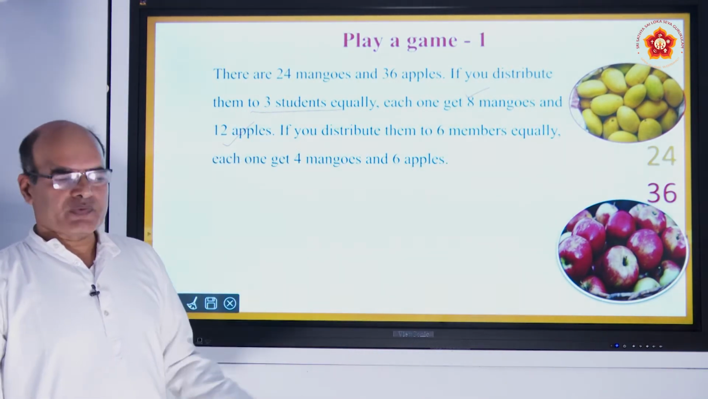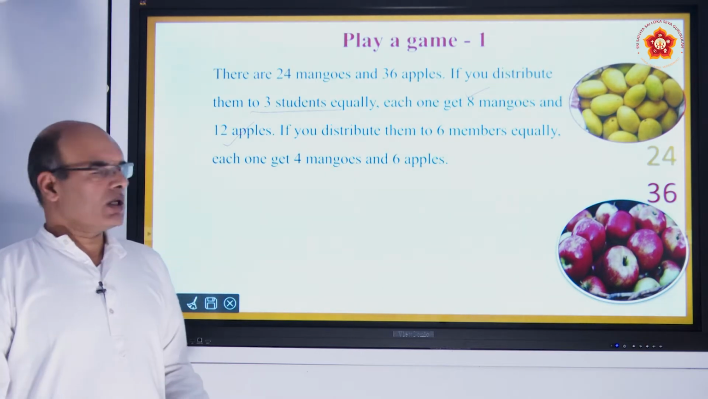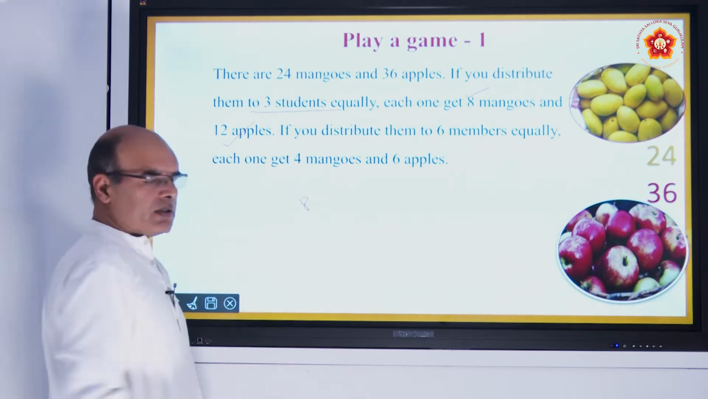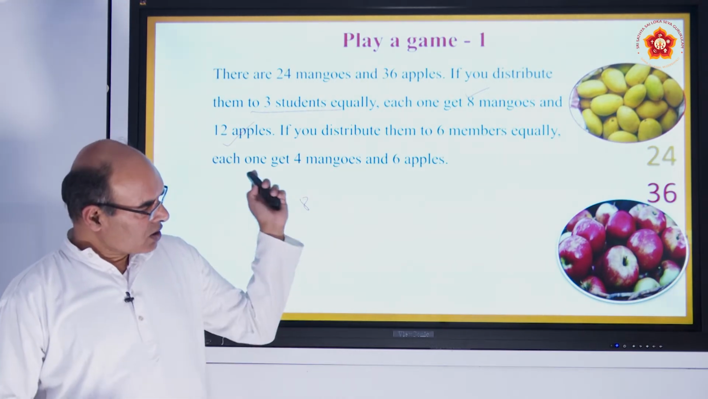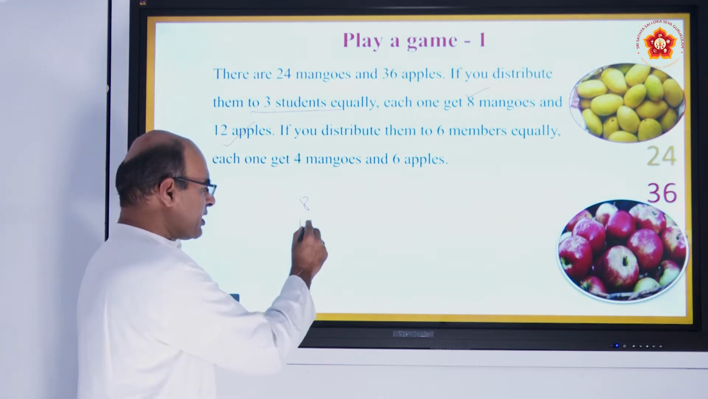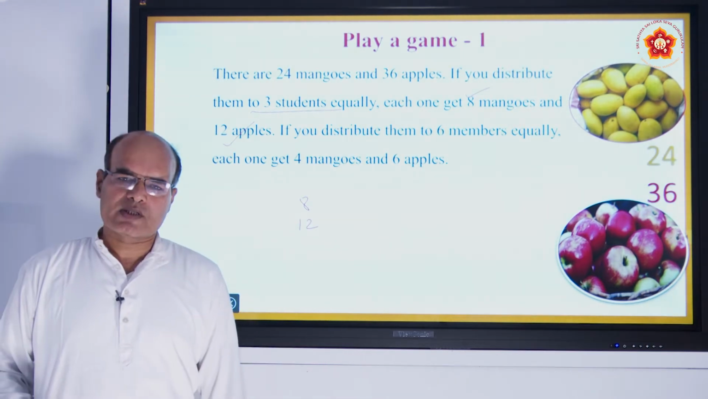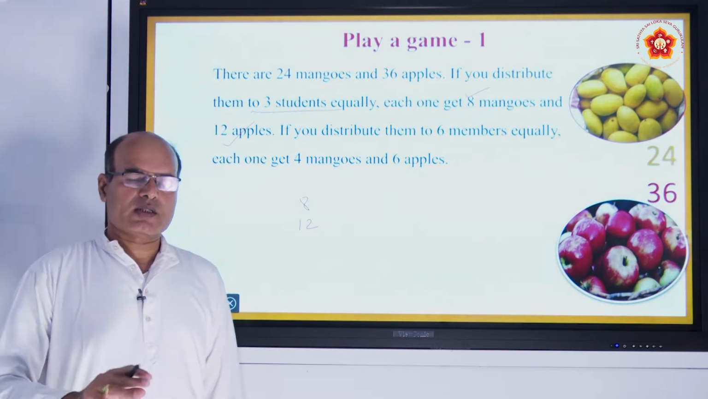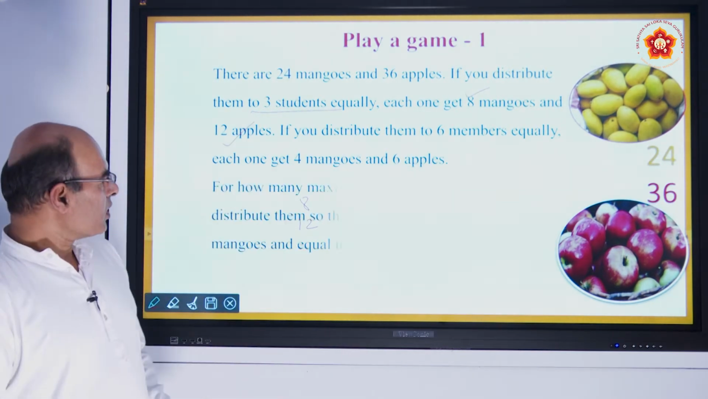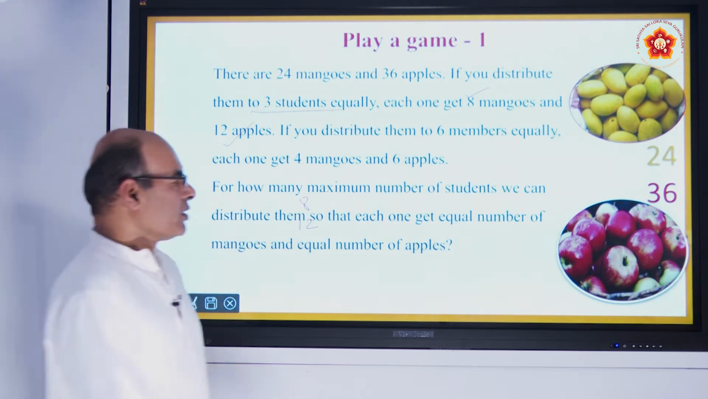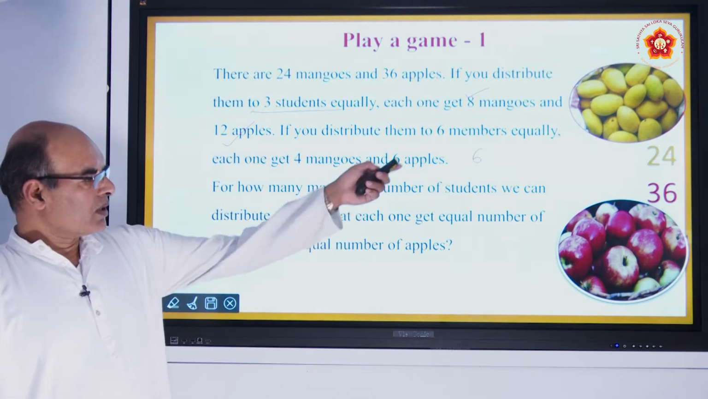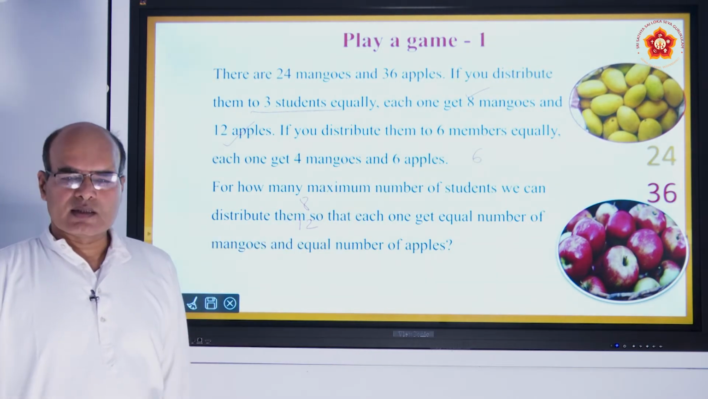There are 24 mangoes. If you distribute them to 3 students, 24 by 3 is 8. Each one gets 8 mangoes. If you distribute 36 apples to 3 students, 3 12s are 36, therefore each one gets 12 apples. For 3 students, we can distribute both mangoes and apples equally. Other than 3, we can distribute them to 6 people equally, because 6 4s are 24, 6 6s are 36.